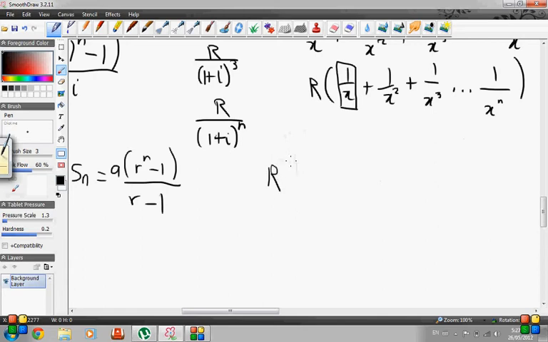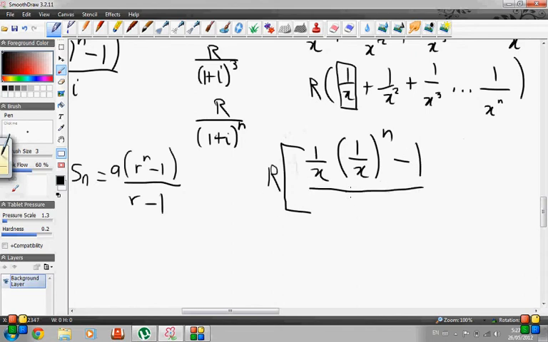So we have the payment, brackets. The a value, as already mentioned, is 1 over x. And we already mentioned that the common ratio was also 1 over x. So 1 over x multiplied by 1 over x to the power of n, minus 1, divided by the common ratio, again, 1 over x minus 1.